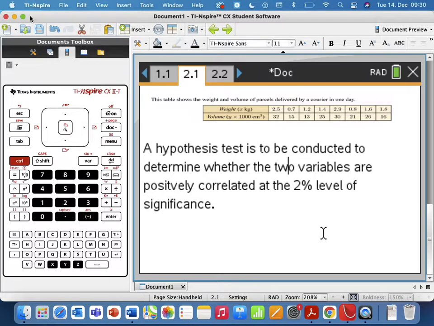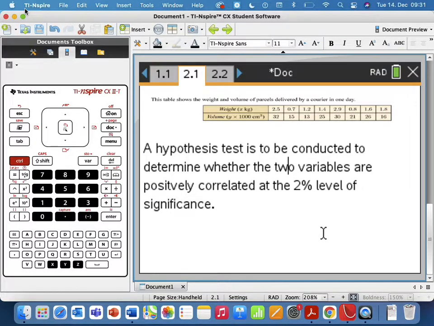Okay, one more hypothesis test here, and we've got some data there. The table shows the weight and volume of parcels delivered by a courier in one day. 1, 2, 3, 4, 5, 6, 7, 8. That's only a sample size of 8, but we want to make a prediction for the entire population from where these parcels came from.